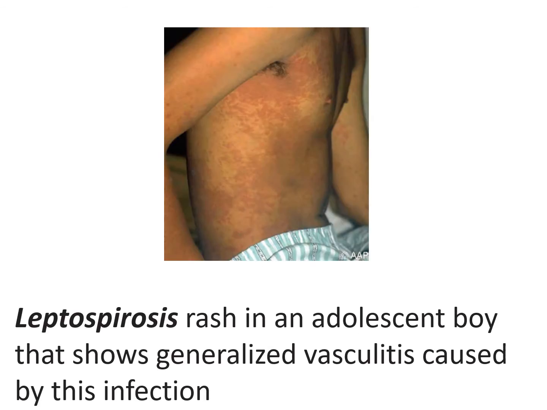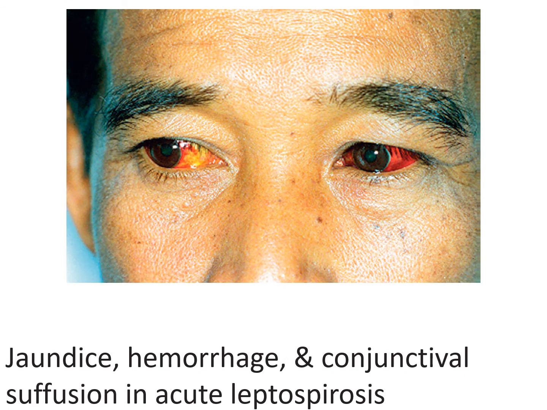This picture shows leptospirosis rash in an adolescent boy that shows generalized vasculitis caused by this infection. This photo shows jaundice, hemorrhage, and conjunctival suffusion in acute leptospirosis.